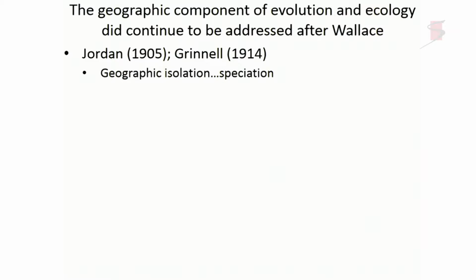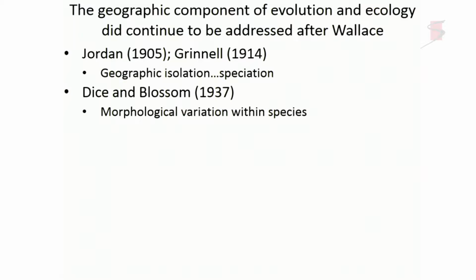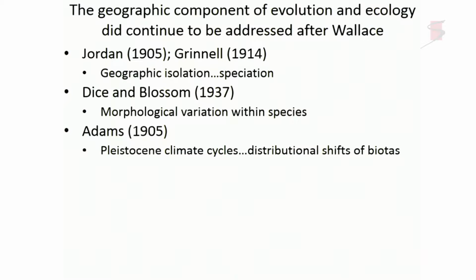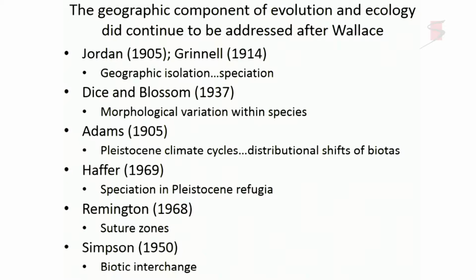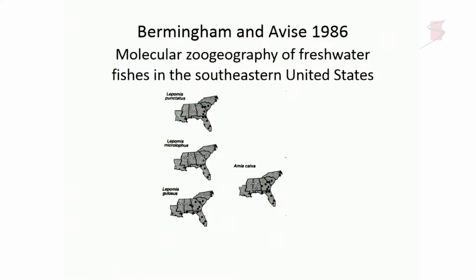Now, that doesn't mean that biogeographers stopped studying continental biotas throughout the 20th century. They studied things like geographic isolation and speciation, morphological variation within species, the effects of Pleistocene climate cycles and distributional shifts of entire biotas. Very famous model of speciation in Pleistocene refugia in the tropics. Suture zones, very well-known study. And of course biotic interchange between different biogeographic regions. So these kinds of things did continue to be studied throughout the 20th century. Answers were not always very satisfying, though, because of a clear lack of resolution in the data, oftentimes.